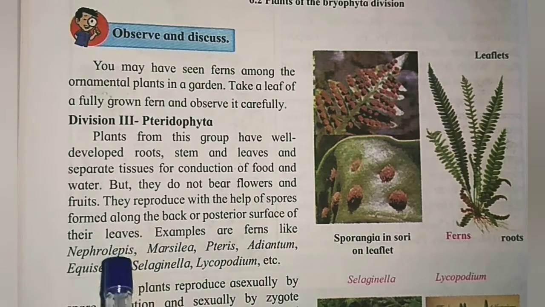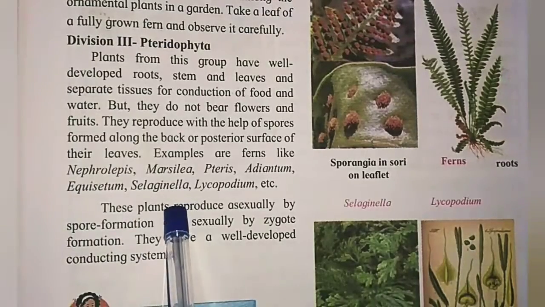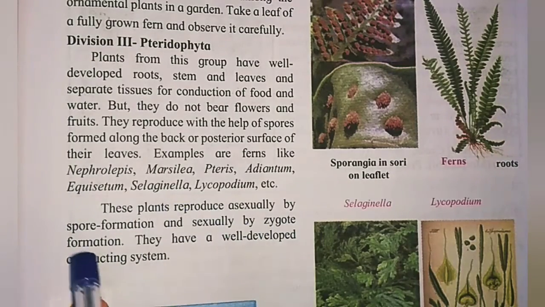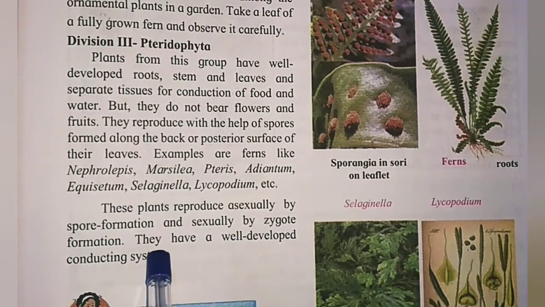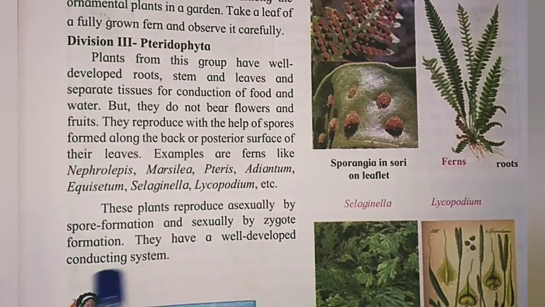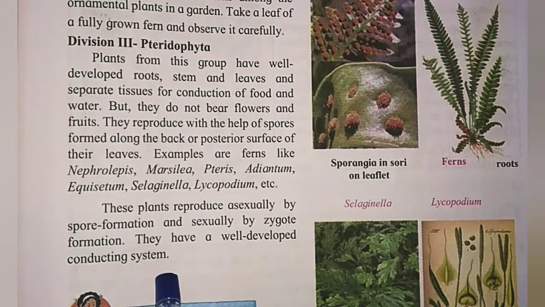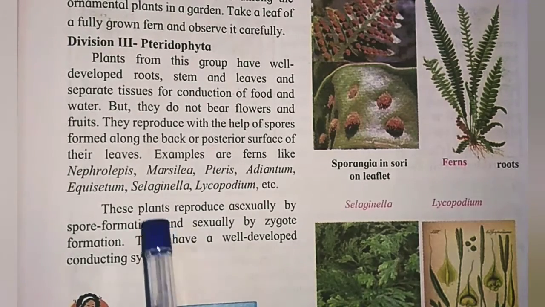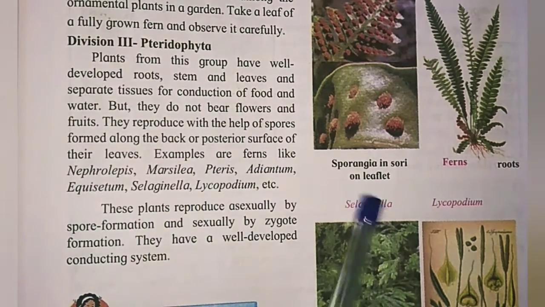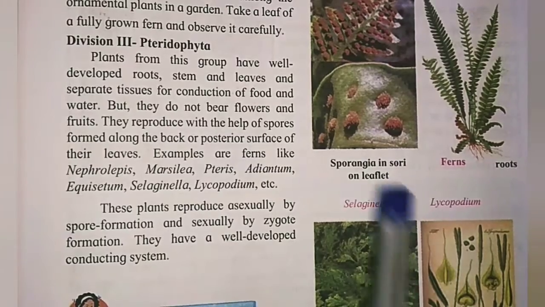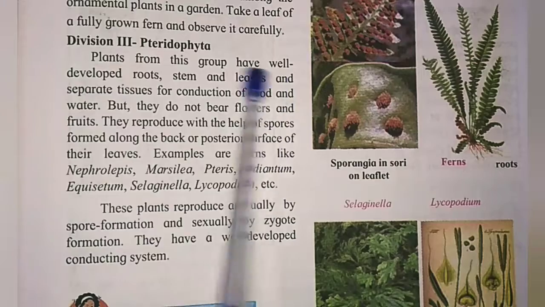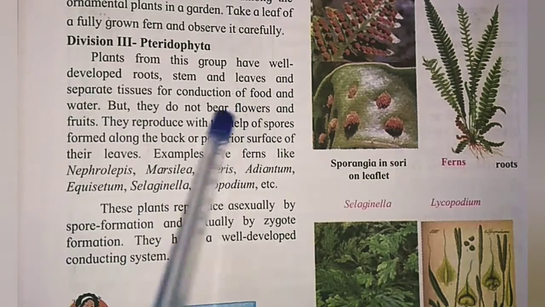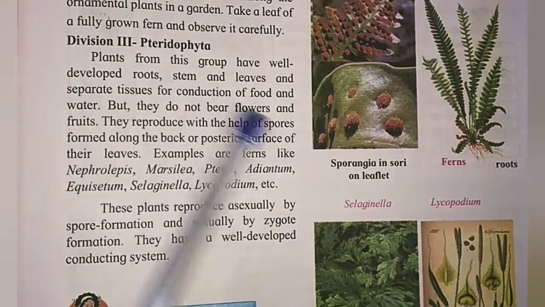These plants reproduce asexually by spore formation and sexually by zygote formation. They have a well developed conducting system. So what are the characteristics of Pteridophyta? They have well developed roots, stems and leaves. They have all these three parts. Okay, and separate tissue for conduction of food and water.